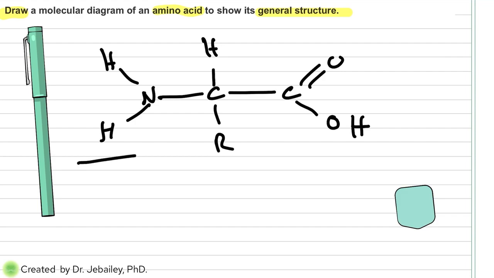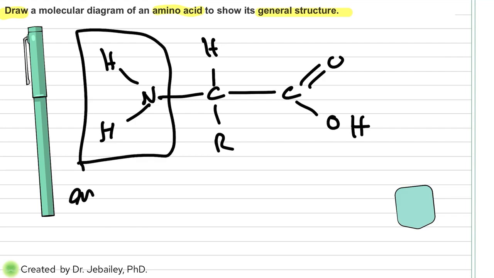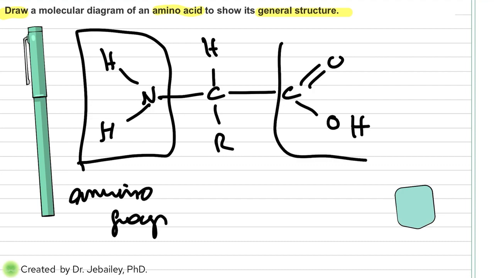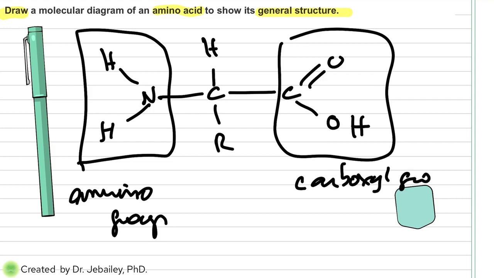But drawing this is not enough. You have to make sure to label this as the amino group, and you have to mention that this is the carboxyl group. You also have to mention that this here is the variable group. This is where you change its structure to make the 20 different types of amino acids. So this will give you more of the points for the IB.